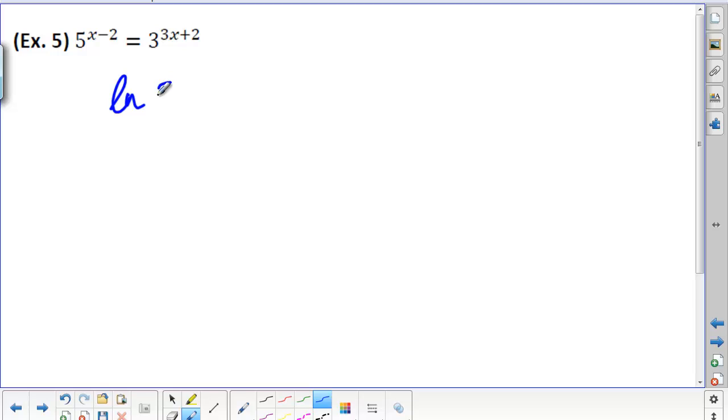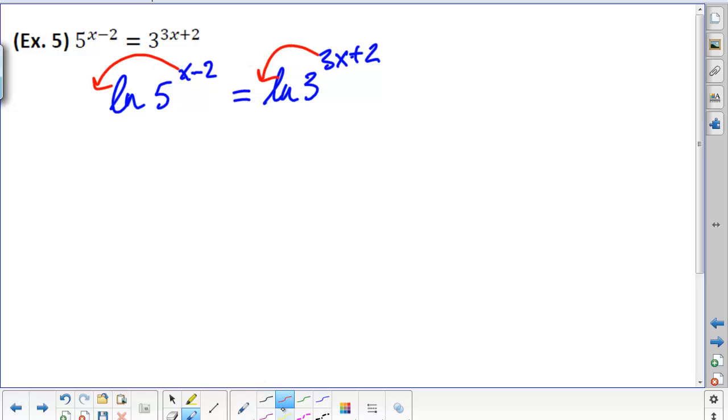If we take a logarithm on both sides, it doesn't matter what base you use. I'm going to use natural logarithms, but you want to use something you can put in the calculator to get those exact solutions. So use either a natural logarithm or a base 10 common logarithm. Do that on both sides. Now you can pull down these powers.